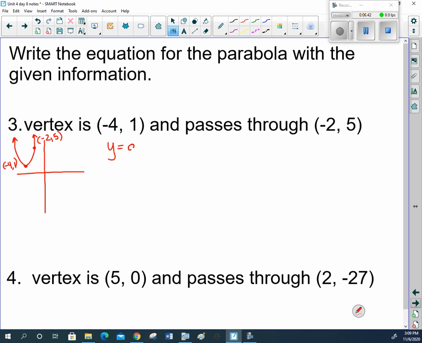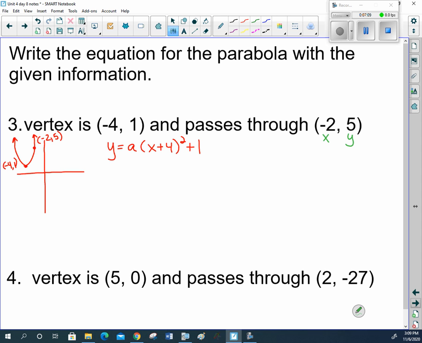Y equals A times x plus 4 quantity squared plus 1. So that part I know is true because I know the vertex. Now I'm going to use the other point to help me figure out what A is. I need to figure out what the stretching or shrinking in the vertical direction is. So this is a point. It's a solution to what I'm trying to figure out. So this is going to be an x value. -2 is an x value, and 5 is a y value.